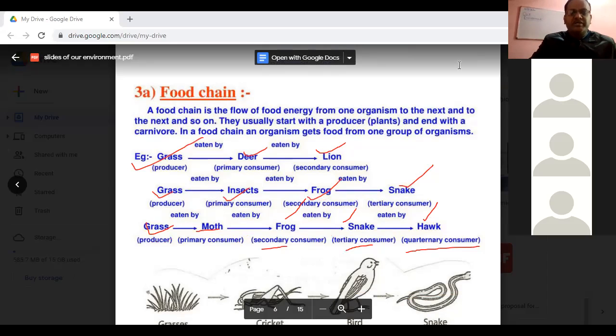Very good. Correct, Khushbu, because the producers can make their own food, because they are the autotrophs. Autotrophs, we did in life process, are the organisms that can produce their own food. So they prepare their own food, and no other organism in the food chain is preparing its own food. They are depending on the producer. That is why a food chain will always start with the producer. Is it clear to all the students?